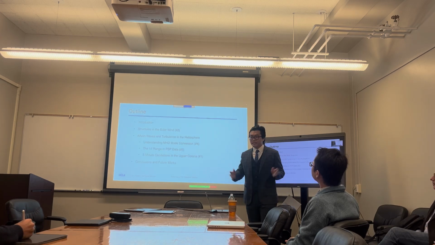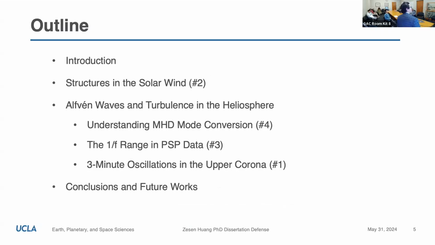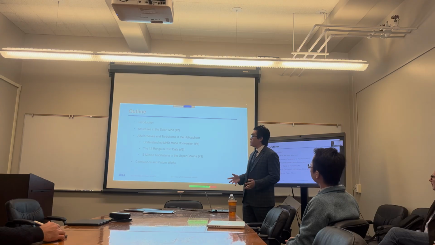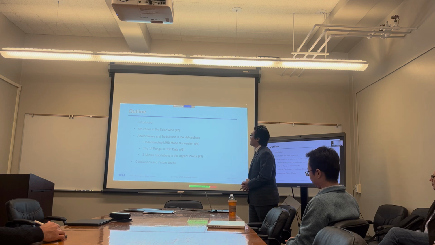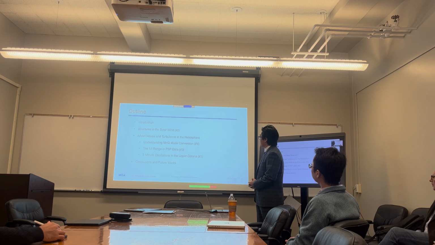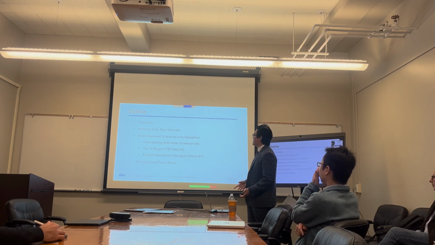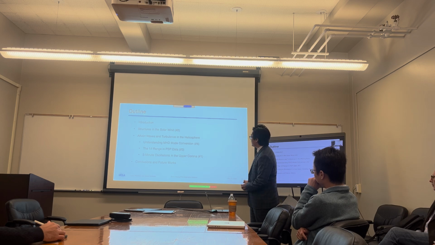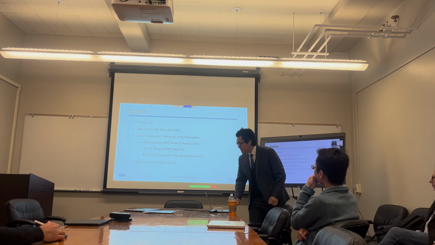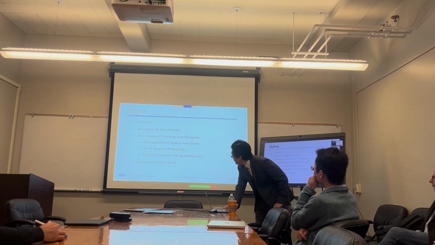Okay, so let's get started. This is the outline of this presentation. I will start with the introduction, and I will discuss the structures that I found in the solar wind, and also all the new phenomena from Parker Solar Probe about the Alfvén wave turbulence in the heliosphere, with three parts. First part being understanding the mode conversion of linear MHD modes, and then the energy-containing range in the turbulence from Parker Solar Probe data, and this newly found 3 minute oscillation in the upper corona from PSP data. And then I'll discuss the conclusions and future work.